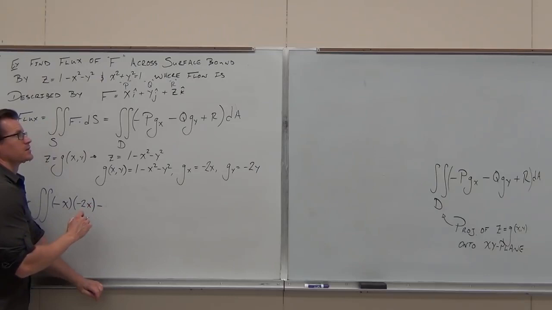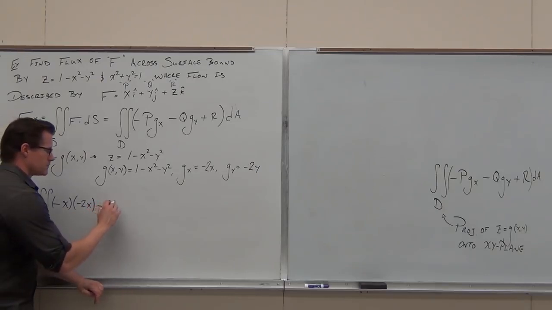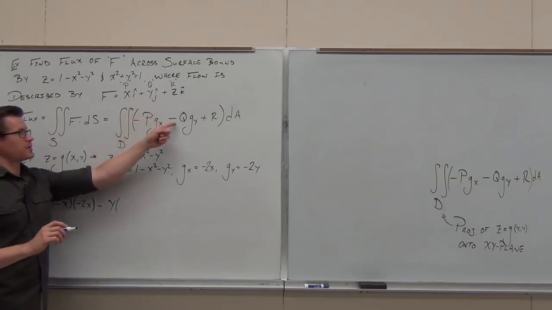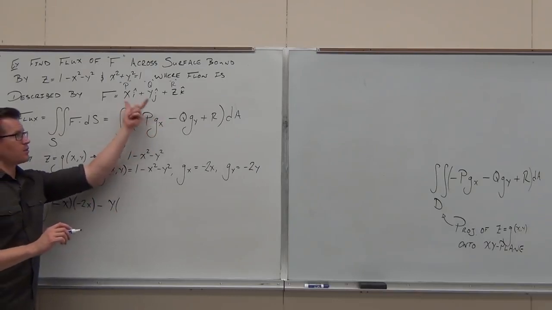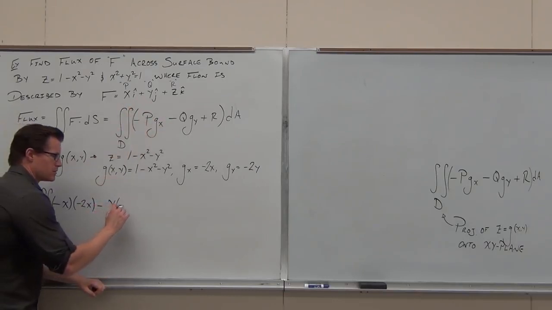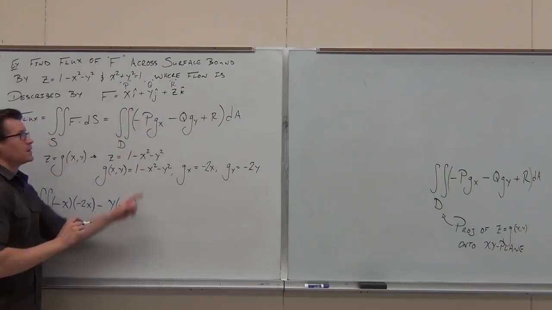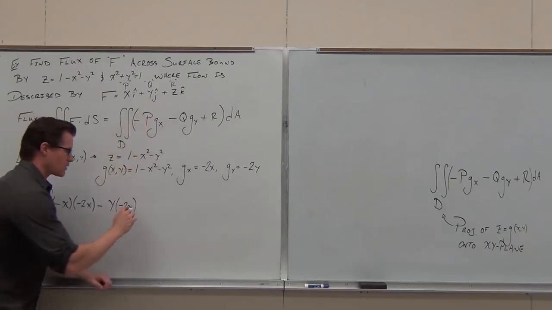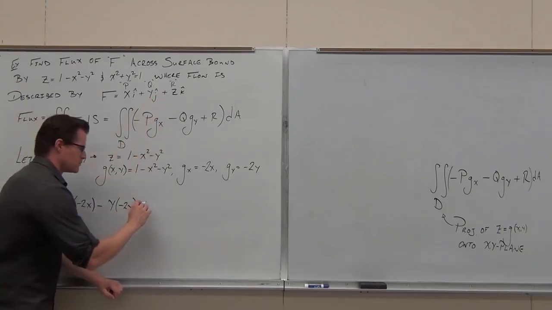Minus, what's the next thing? Y. Y from here, so I have the minus y times negative 2y, plus R. What's our R? Z.